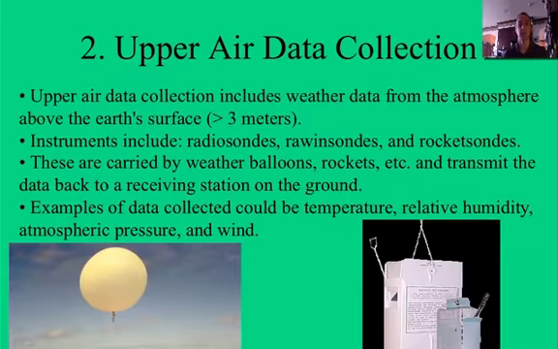The second thing is upper air collections. Upper air collections is anything above 3 meters in the atmosphere. There are all sorts of ways that we can collect them. One such way would be with the weather balloon itself. I've got a short video at the end that shows you an amateur weather balloon going up with an iPhone. Some of you might have seen it on YouTube. I thought it was pretty interesting. But they collect some of the same information: temperature, relative humidity, atmospheric pressure, wind, different things like that.